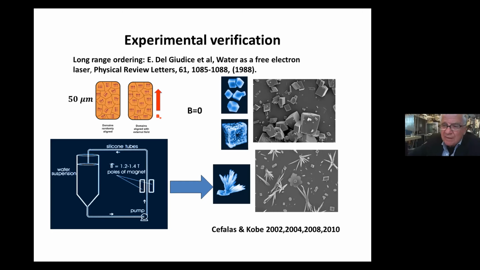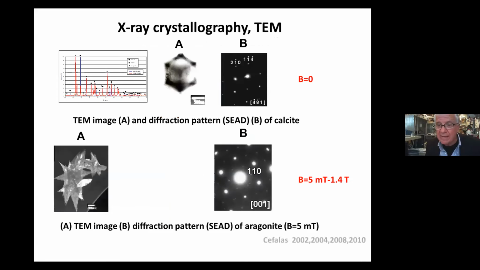An experimental verification of coherent ordering states came from different scientific fields, and particularly from crystallization studies of calcium carbonate under magnetic fields. In these studies, with zero magnetic field, calcium carbonate crystallizes in a tetragonal structure, while in the presence of magnetic fields, calcium carbonate crystallizes in the form of aragonite, having a different structure than calcite.